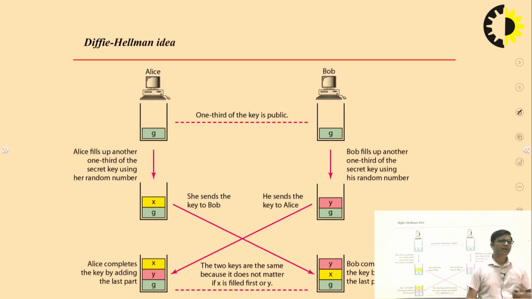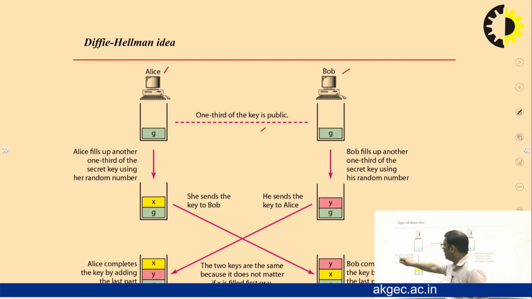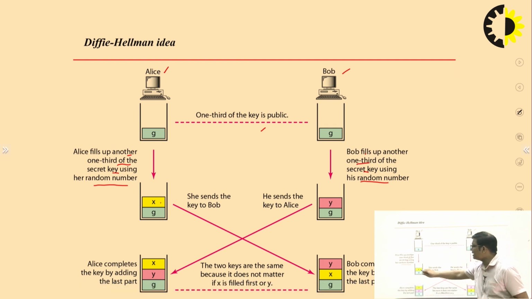So what is the Diffie-Hellman idea? There are two parties, and we have to see how the algorithm works and how the keys are exchanged between them. Alice and Bob want to communicate with each other. One third of the key is public. Alice fills in another third of the secret key using her random number, and Bob fills in another third using his random number. So G is already available, X is decided by Alice, and Y is decided by Bob.